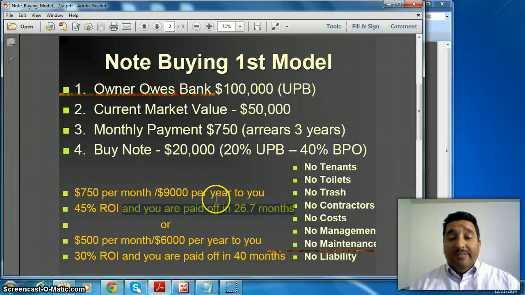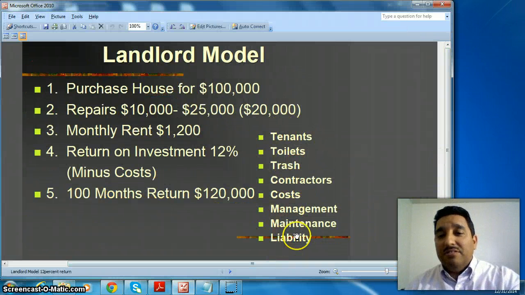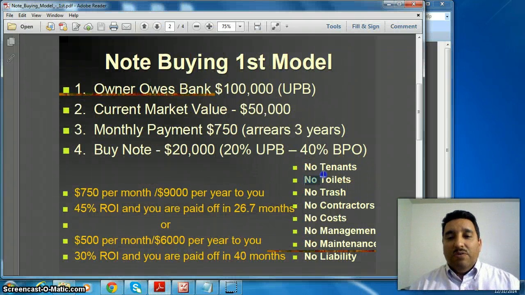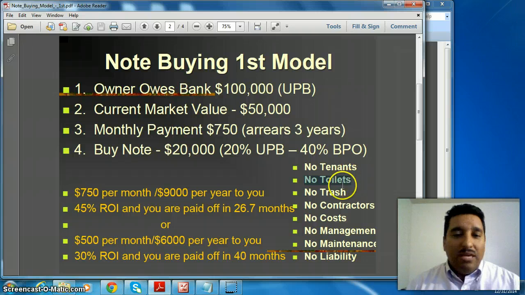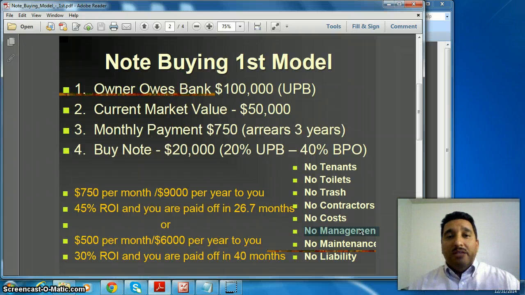That's pretty good, right? So what do you not have to worry about versus the landlord model? Remember this? You don't have to worry about tenants. You don't have to worry about toilets being plugged up. They have to take care of that. The homeowner, trash expenses, no contractors, no other costs associated. Taxes, they have to pay that. They have to pay to manage their own place. You don't have to pay that. There's no property management here.